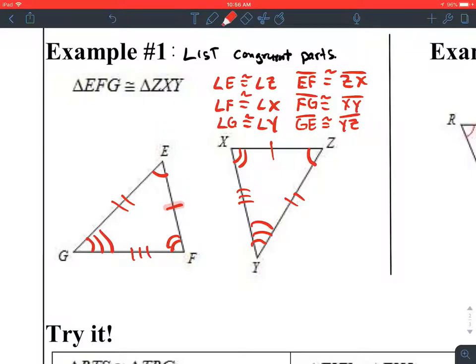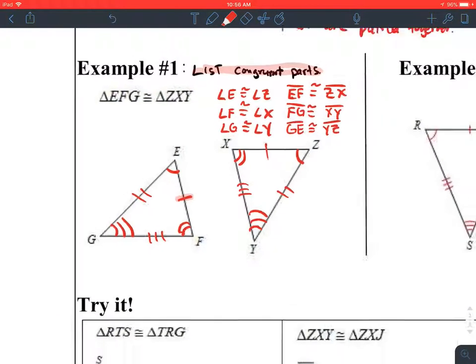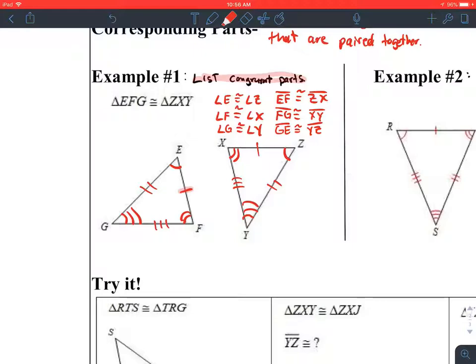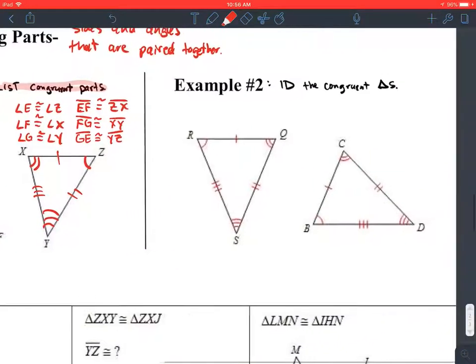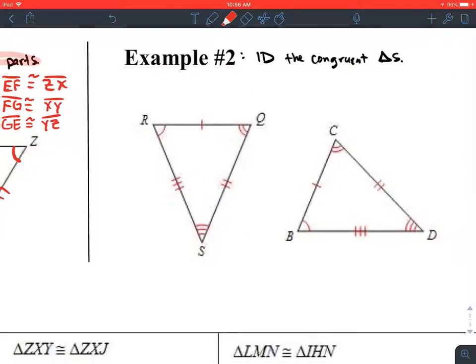Example 1 said list the congruent parts. We listed there are always going to be 6 pairs of congruent parts in triangles, 3 angles and 3 sides. Example 2, identify the congruent triangles. So here the picture shows which parts are congruent, but we don't know how to write the congruent statement.